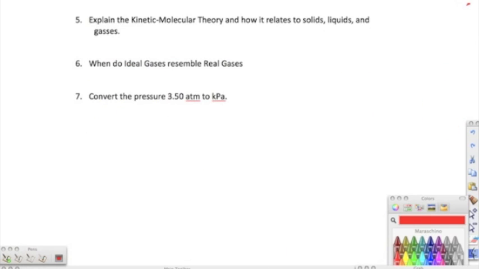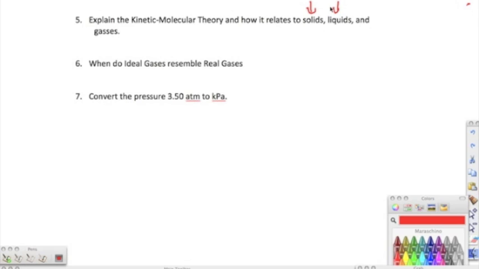Alright guys, moving on to number 5. It says explain the kinetic molecular theory and how it relates to solids, liquids, and gases. Remember, the kinetic molecular theory explains how solids, liquids, and gases behave at a molecular level, and basically we're looking at how much they move. Solids move the least, they kind of vibrate in place. Liquids move a little bit more than solids. They have the ability to flow, and that's why we call them fluids. And then gases, they're not connected at all to each other. They're moving around as fast as possible with no intermolecular forces.